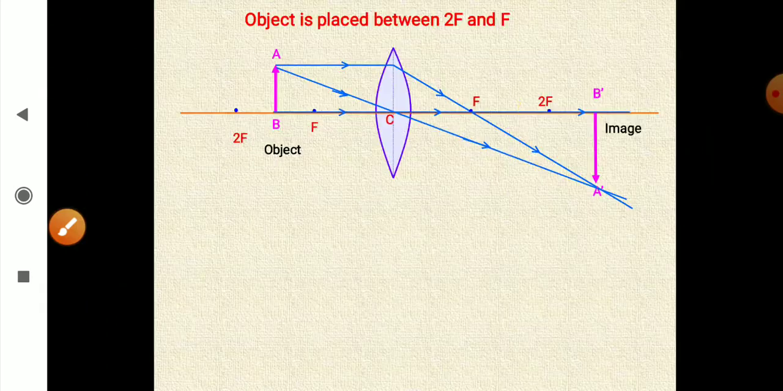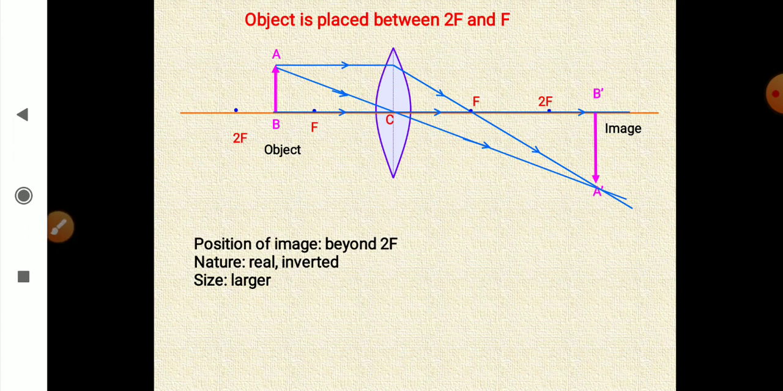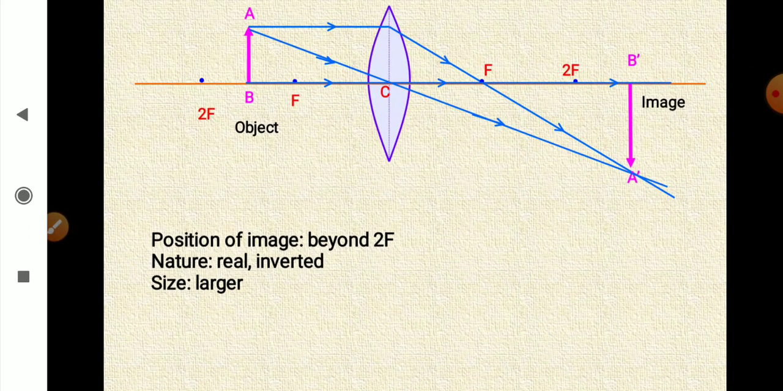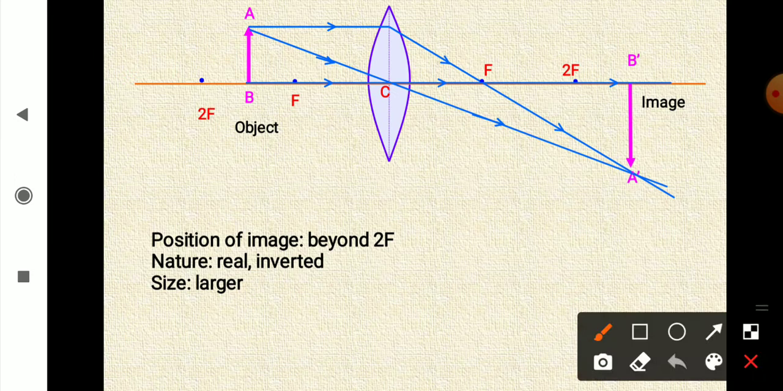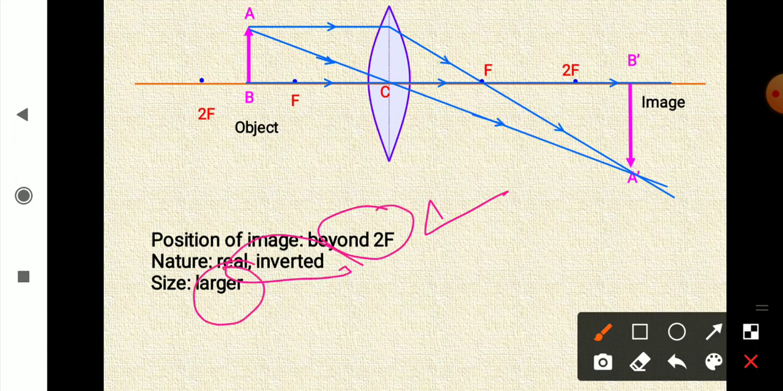So the method of forming the image is the same. Consider one ray parallel to the principal axis and one through the optic center, and you can find out. So position is beyond 2f, nature is real and inverted, and size is larger. You can take it on a screen.